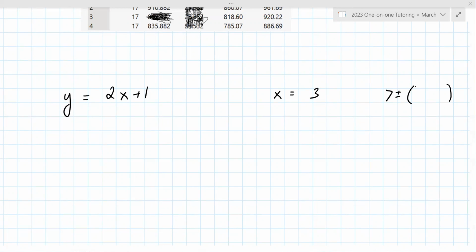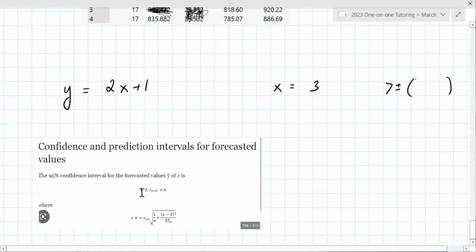Is it like the margin of error? It is, but it's a different calculated value for that. So let me snip this in. It's for forecasted values, which is what we're doing here. We're trying to estimate. So it's your y hat.